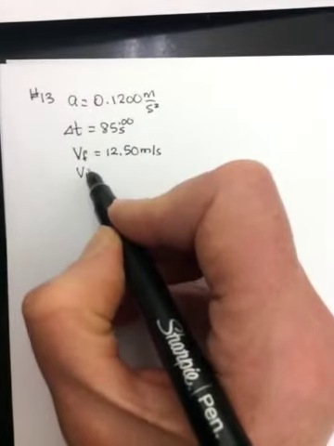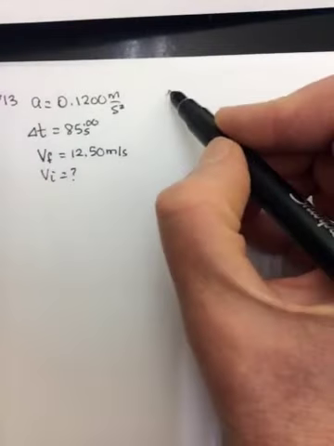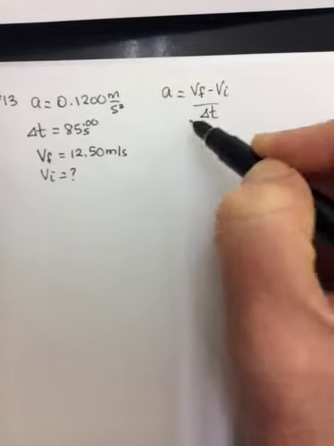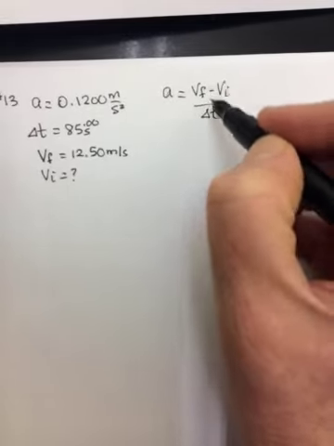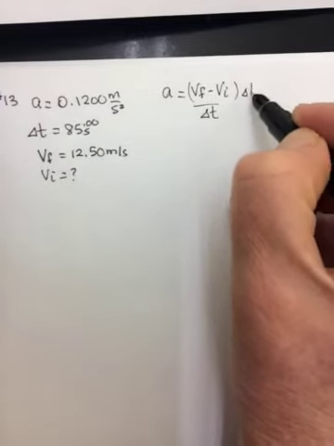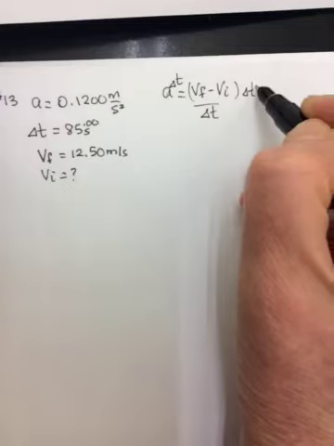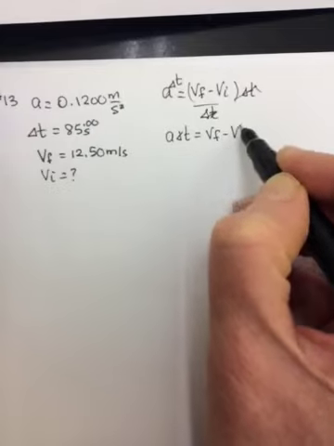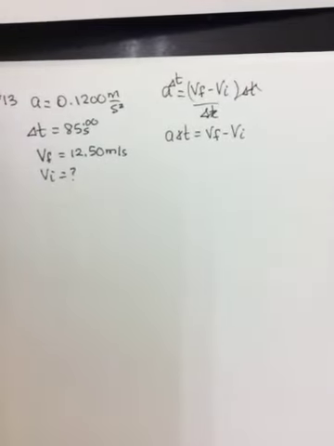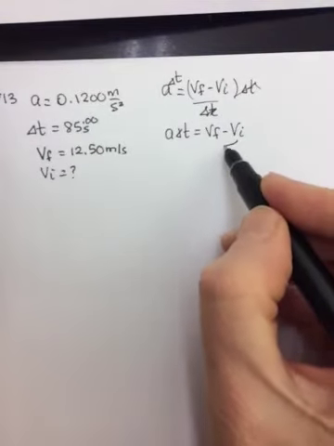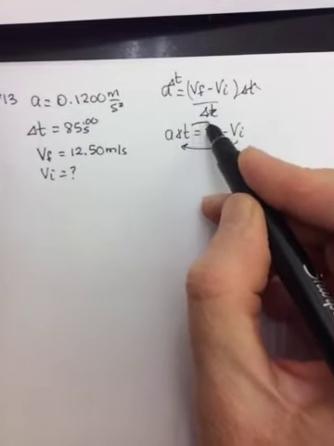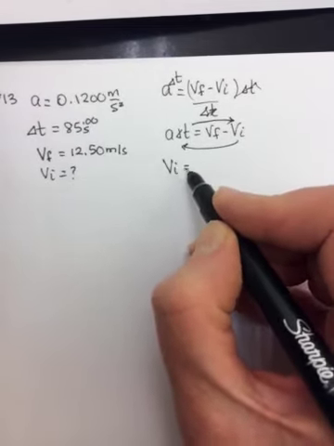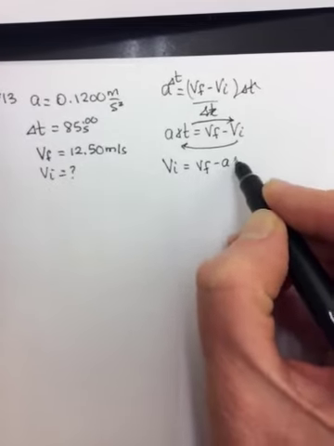So you're looking for VI. Okay, so we're going to use the equation A equals VF minus VI over delta T. You want to get the VI by itself. So you first have to get rid of the delta T. So multiply both sides by delta T. So it'll be A delta T is equal to VF minus VI. And now you want the VI alone. I would probably add VI to both sides to bring it over here, and subtract A delta T from both sides to bring that term over here. So you're left with VI equals VF minus A delta T.